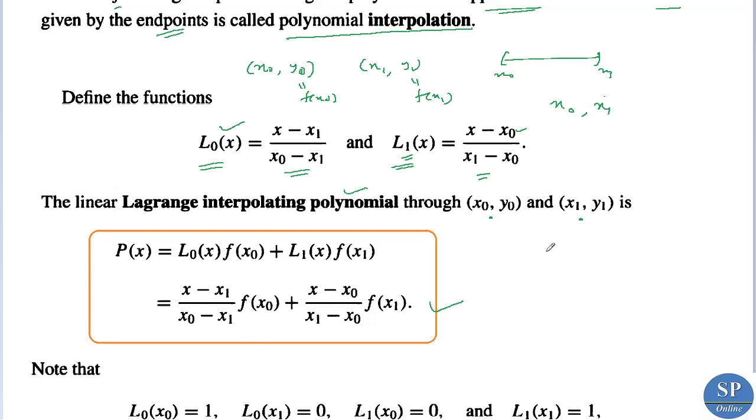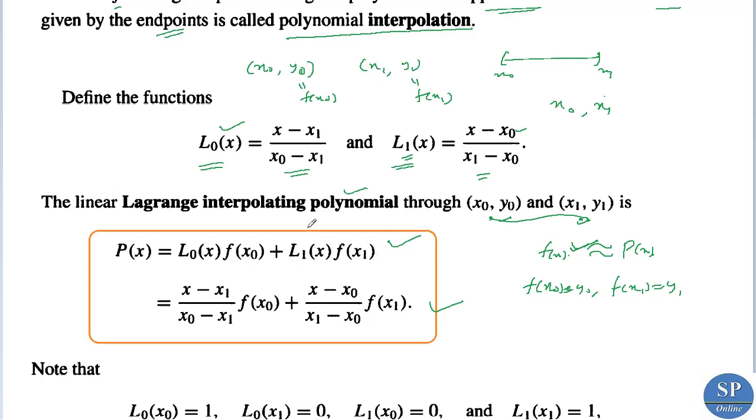That is, if we are given a function f of x with these 2 points (x0, y0) and (x1, y1), that means f of x satisfies the conditions f of x0 equal to y0 and f of x1 equal to y1, so the graph of this function passes through these 2 points. Then we can approximate this function by the polynomial p of x, that is f of x is approximately equal to p of x, where p of x is L0 of x into f of x0 plus L1 of x into f of x1.